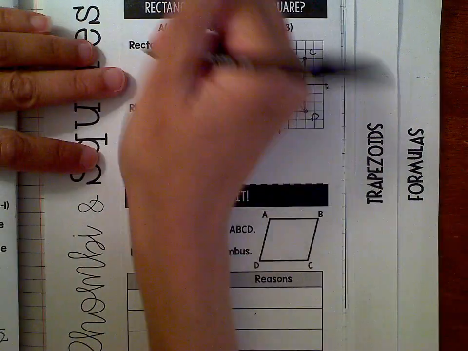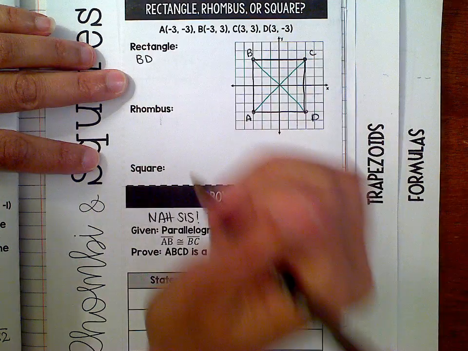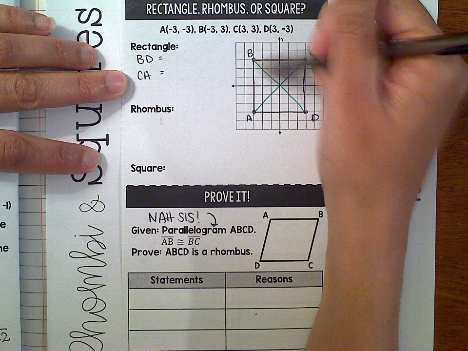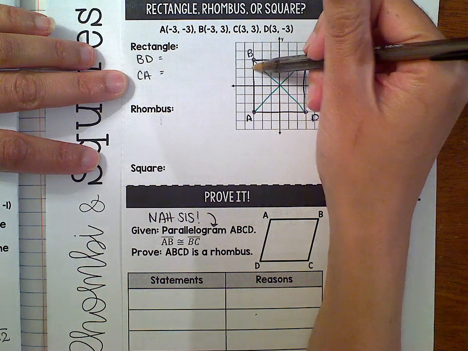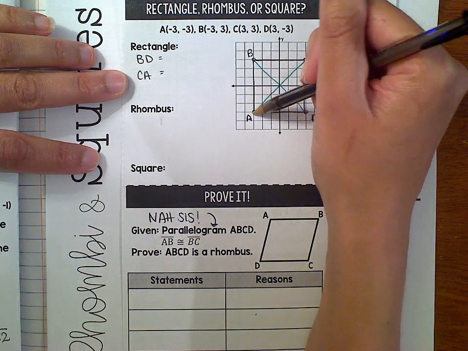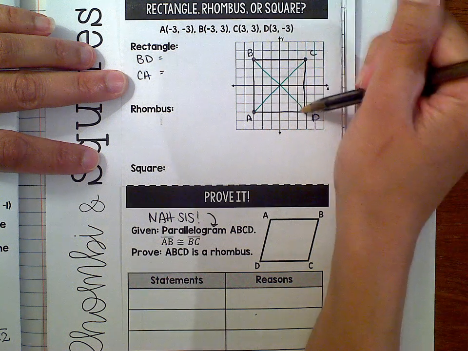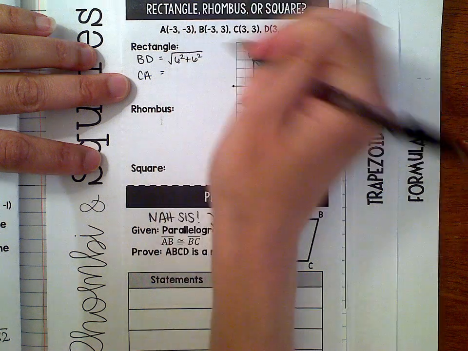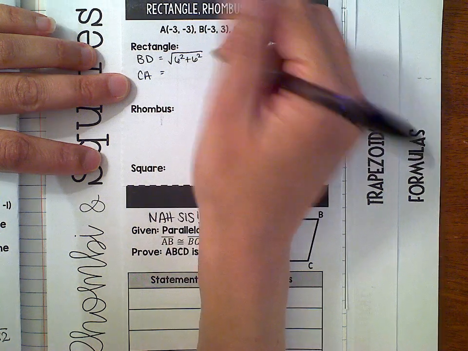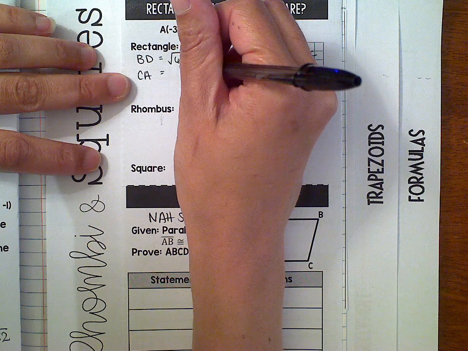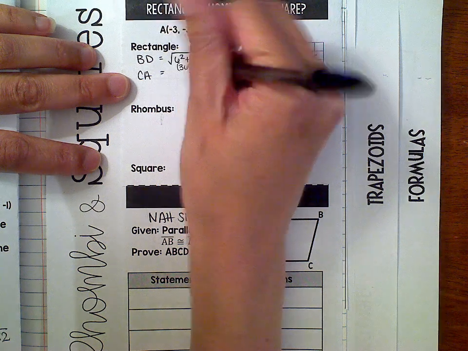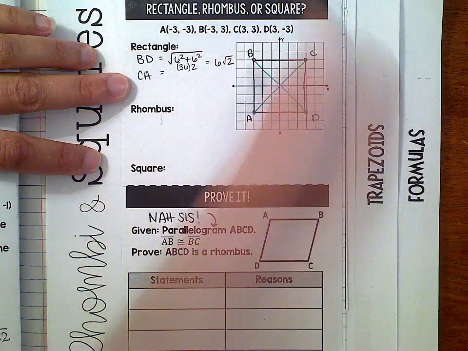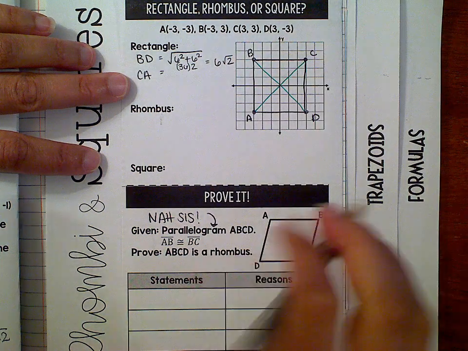So I'm going to do that. So BD and CA. The length of BD, I'm going to count my slope. 1, 2, 3, 4, 5, 6. 1, 2, 3, 4, 5, 6. So the square root of 6 squared plus 6 squared is going to be the square root of 72. But if I have two 36s right here, I can really just write it like that. So it's going to be 6 root 2. A little 45, 45, 90 action.